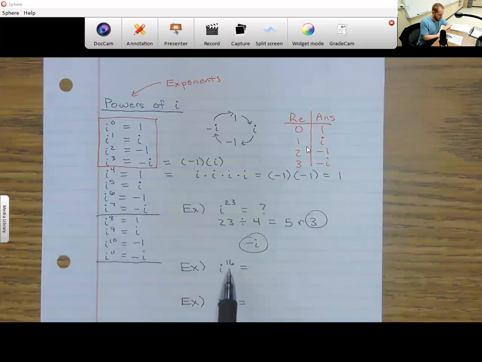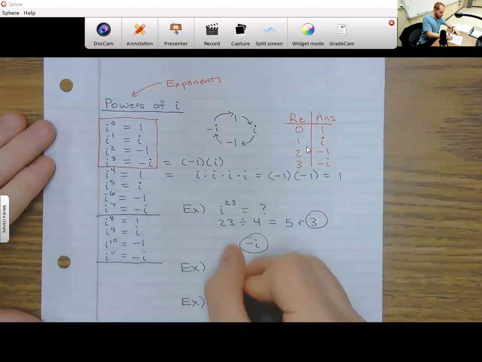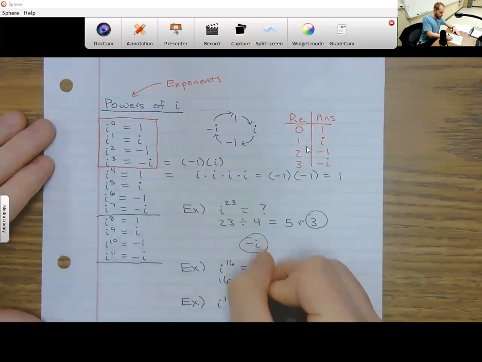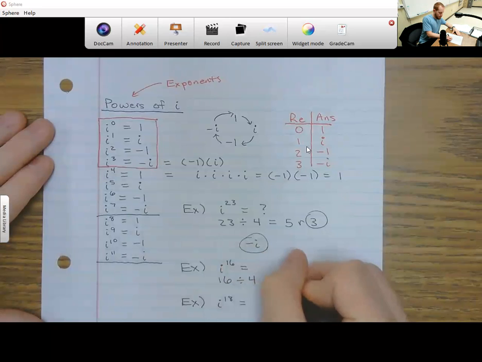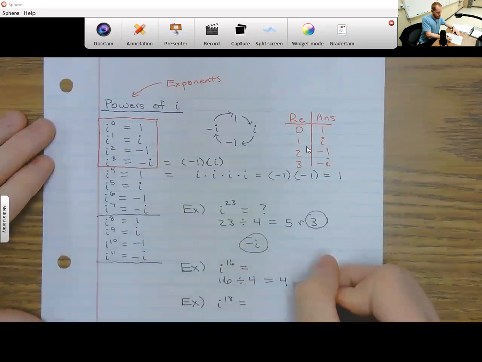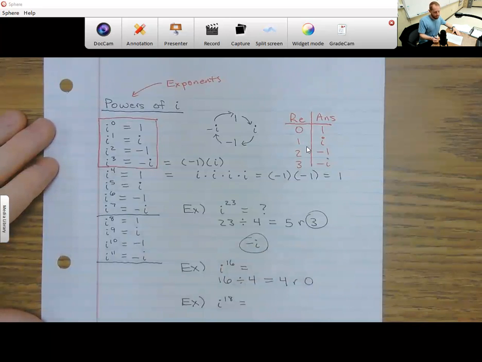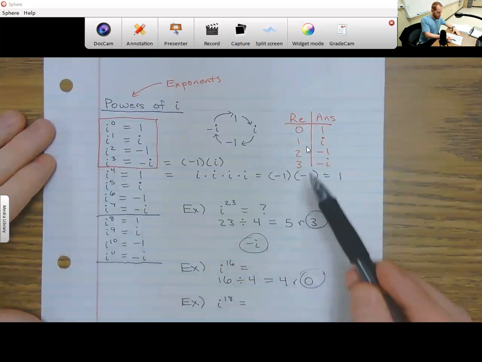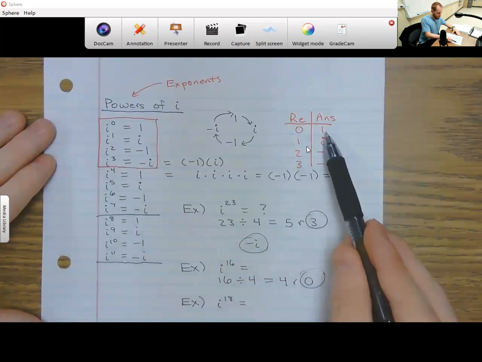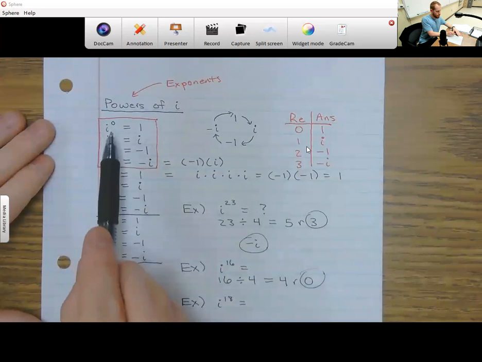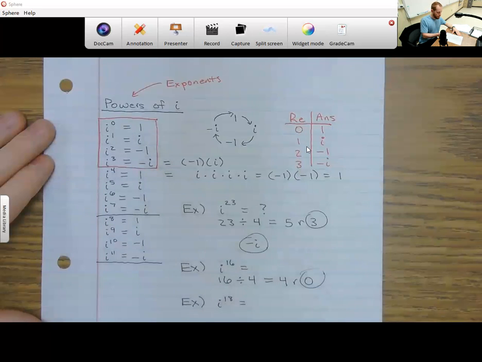i to the 16th power. Okay. The exponent I always bring down, and I divide it by 4 every single time. If I do 16 divided by 4, I'm going to get 4 with a remainder of 0, because there's just no remainder. My remainder is 0, so I circle that. I look at my table. A remainder of 0 corresponds to 1. Same thing over here on this side: i to the 0 power is 1. So my answer is going to be 1. That's it.